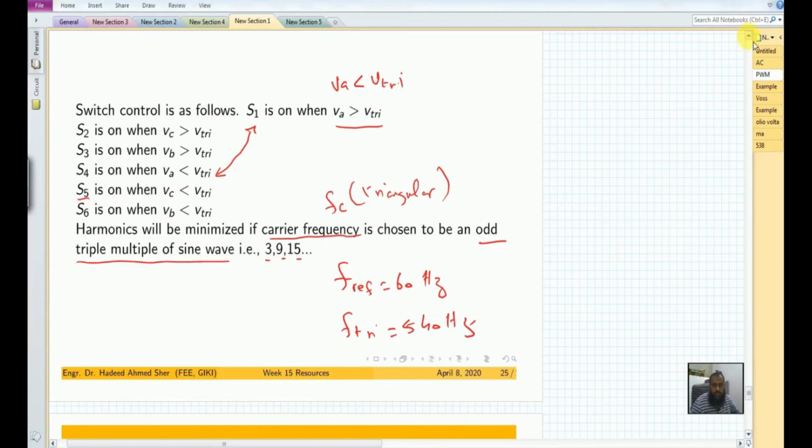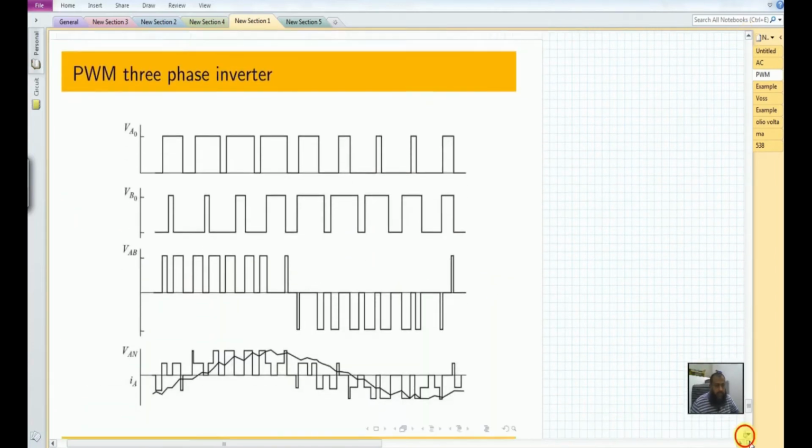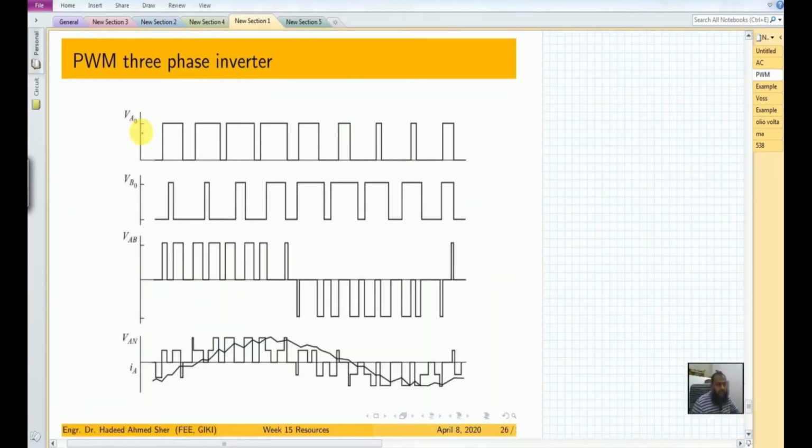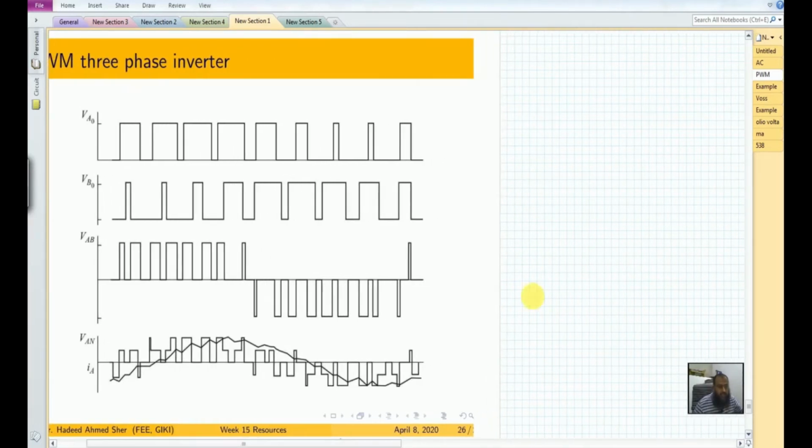Also, you should see here that we have this type of waveform available. So this is VA0, this is VB0, VAB and VAN. So let us understand what this VA0 is.